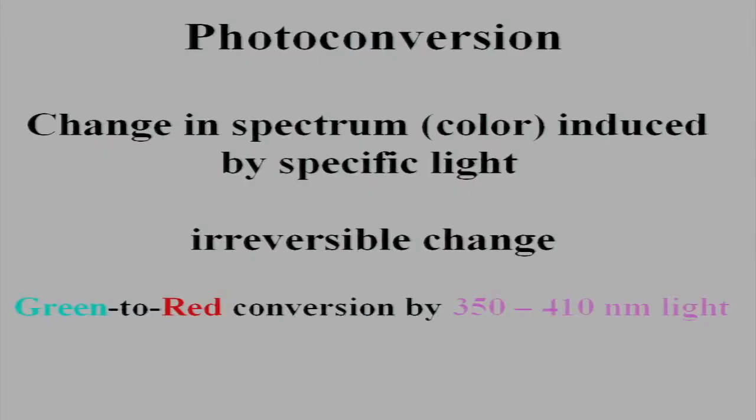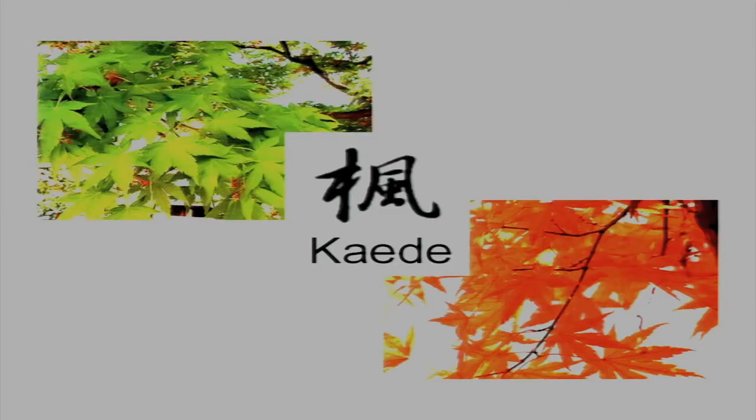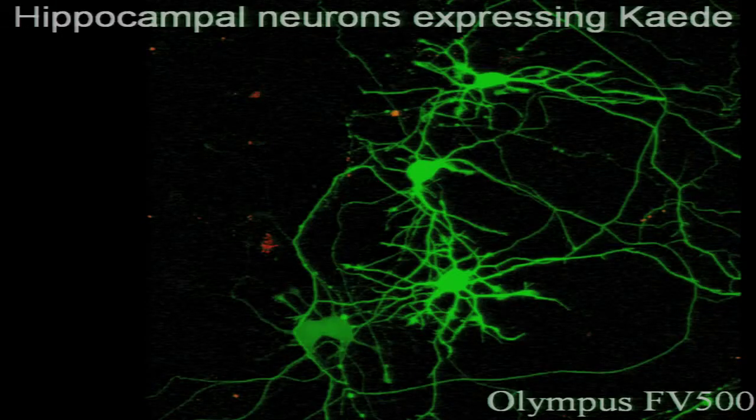All right. So this is photoconversion, a change in spectrum induced by specific light, and the change is irreversible. Our protein changes color from green to red upon irradiation of violet light or ultraviolet light, UV or V. So we named the protein Kaede, maple leaf in Japanese. Now, these three cultured neurons expressed Kaede protein, and initially were green everywhere.